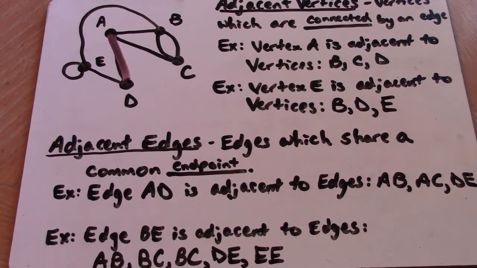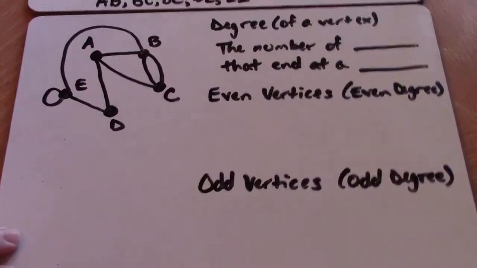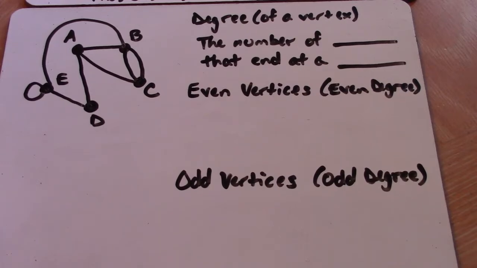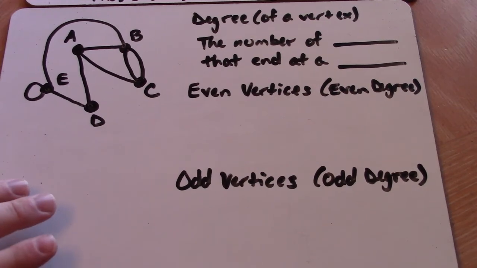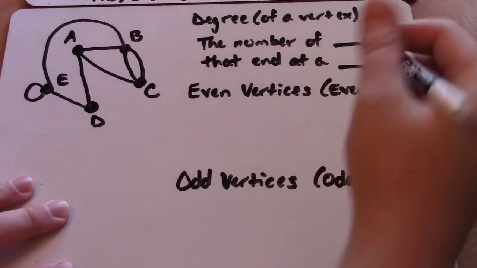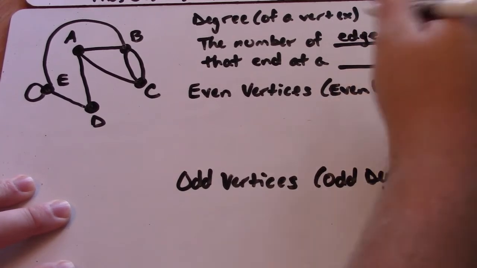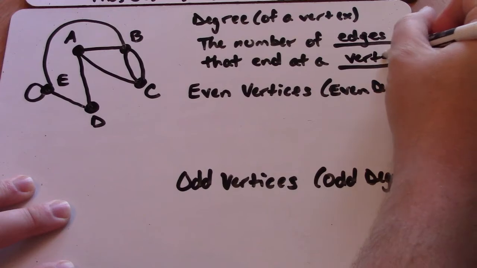Now that idea is not nearly as important as this idea, the idea of degree. So here's that same graph, only now we're going to use it to talk about degree. The degree of a vertex is the number of edges which end at a given vertex.